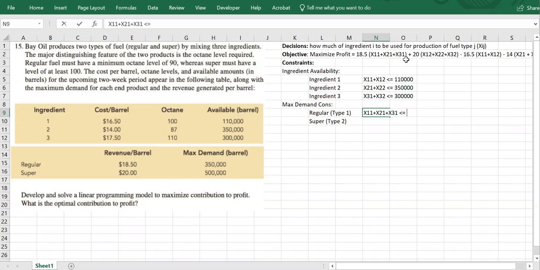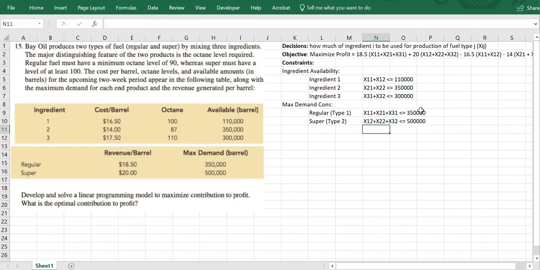This should be less than or equal to 350,000. And then the total amount of production of super, which is X12 plus X22 plus X32, the sum of these three should be less than or equal to 500,000.